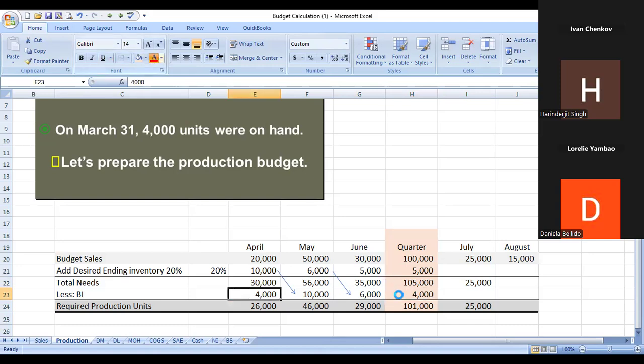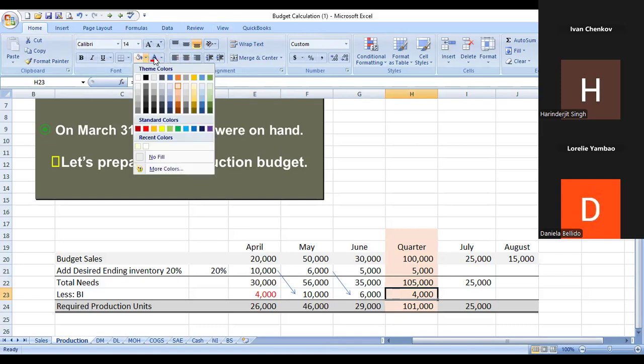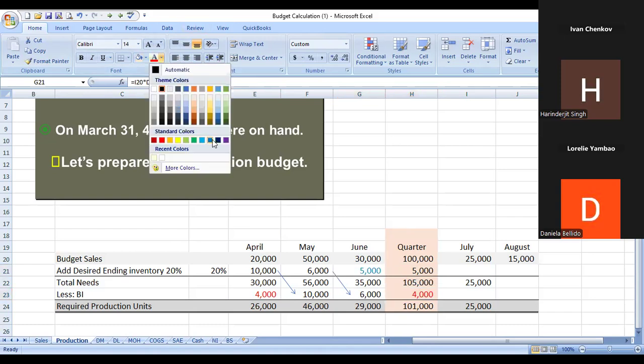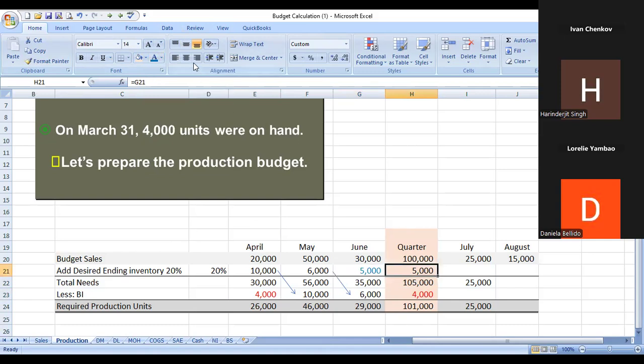So if we have to change it, let's change it here with red. That red becomes here. And let's change this one with blue. And that blue becomes that blue.